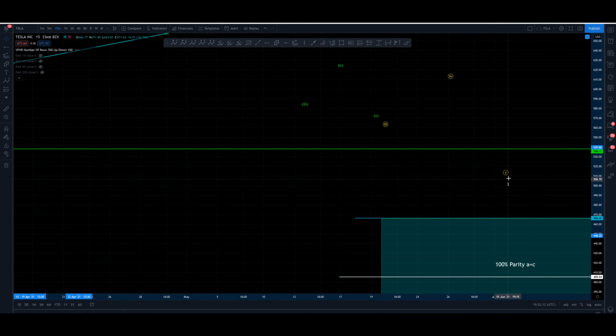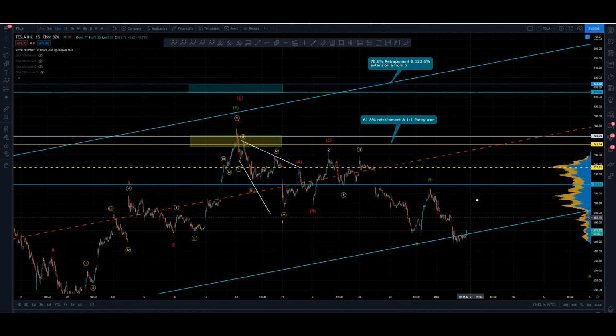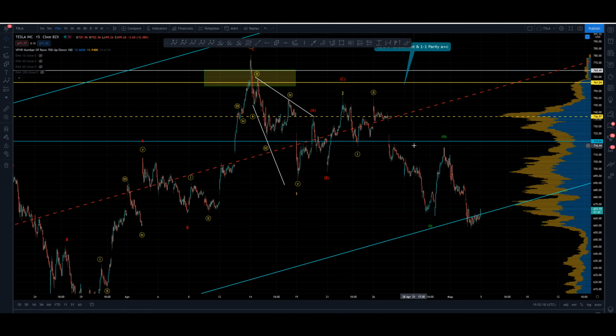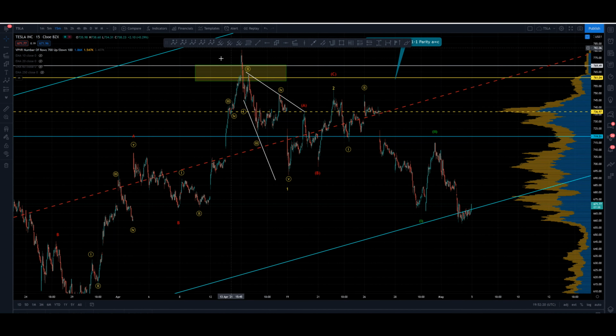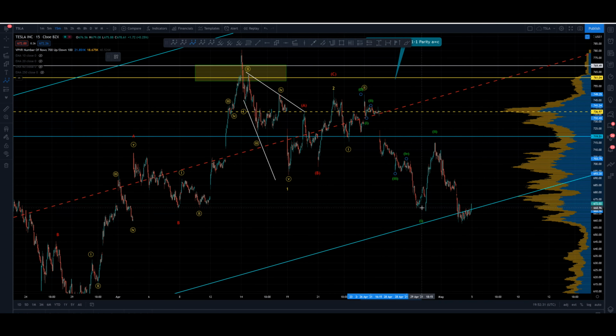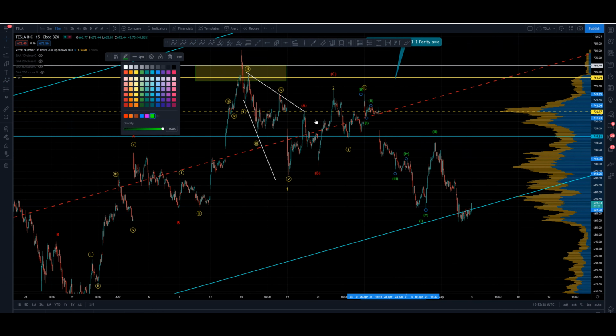So I've got that all the way down here. Now these are just random projections based off a couple of Fibonacci extensions, so we can't read into them yet because we've got to get the wave structure to support it. So here on 1, 2, 3, 4, 5, 3, 4, 5, and this would be sub minuet.